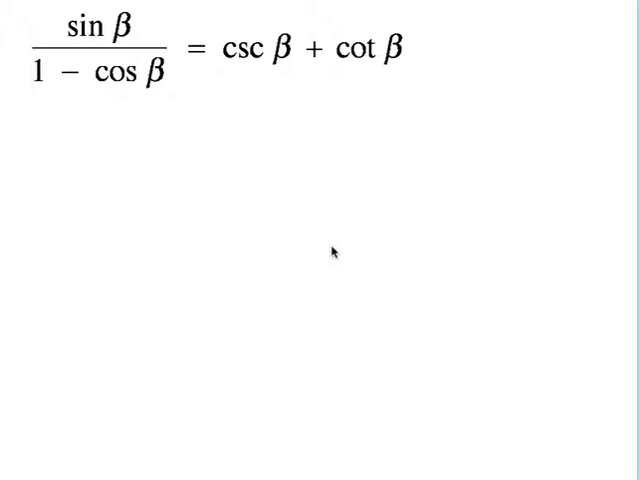So what side do you want to work down? I'd work down the left side. We need to somehow get it to equal cosecant plus cotangent. The first thing I would probably do on the left side is multiply by the conjugate of the denominator. I would multiply the top by 1 plus cosine of beta and the bottom by 1 plus cosine of beta.